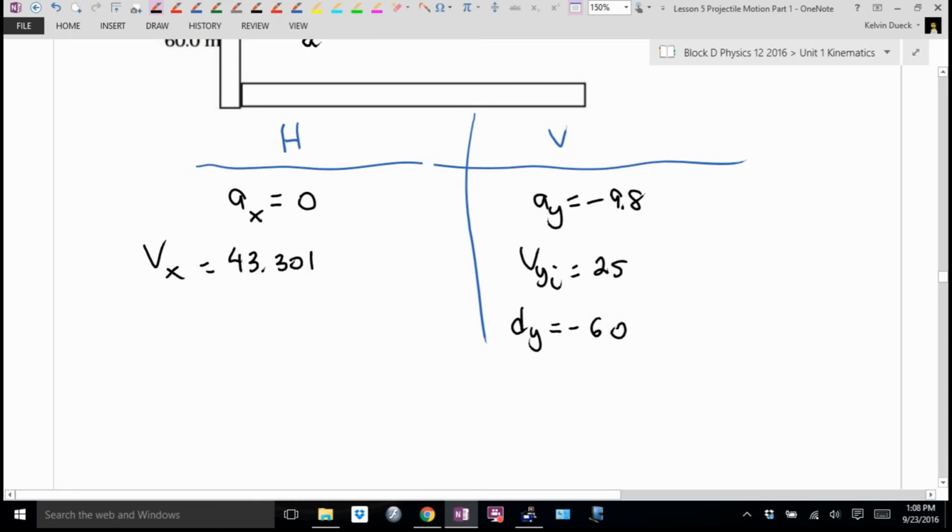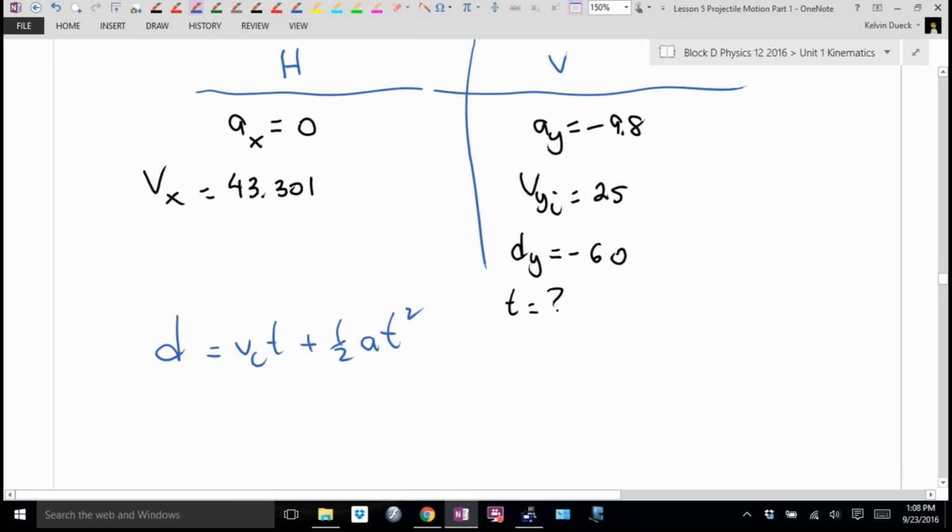And now, can you see I have 3 things in the vertical column, which means here is how I'm going to find time. I'm looking for an equation that has those in it. You know what? It's the quadratic equation. The d equals v_i t plus a half a t squared. That's the quadratic.